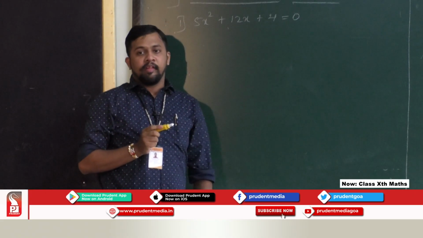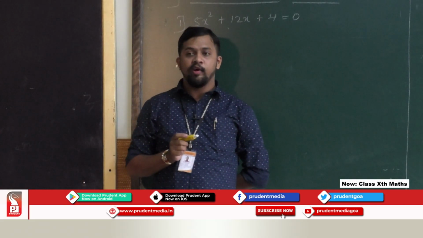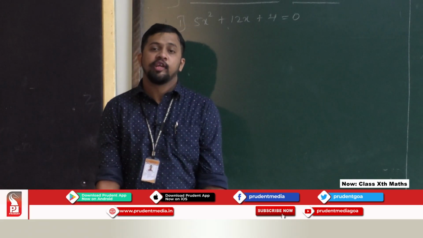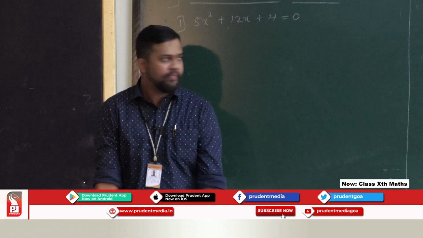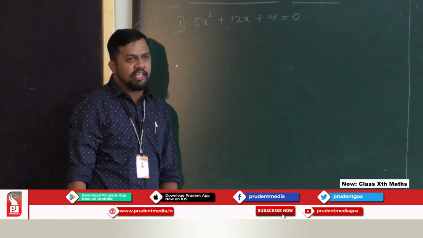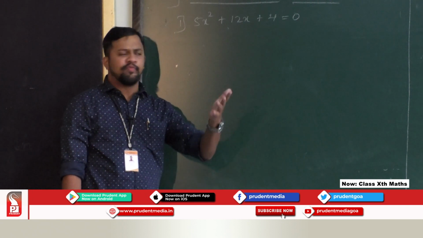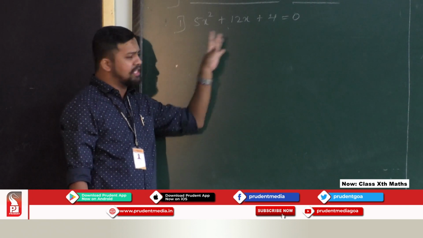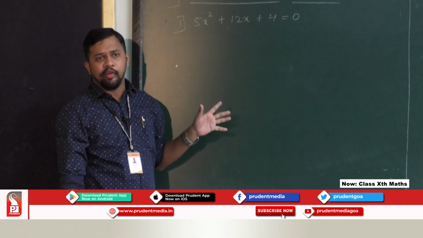Okay. The question will be on your board: find the roots of the following quadratic equation. It's a 3 marks question. My first equation is 5x square plus 12x plus 4. There are different ways you can find the factors. One of the simplest ways, which I will tell you, is this.